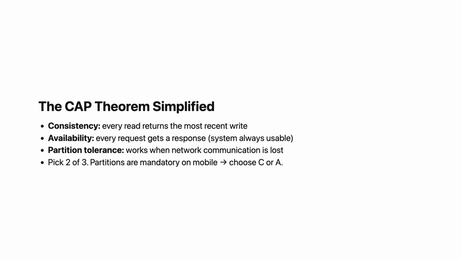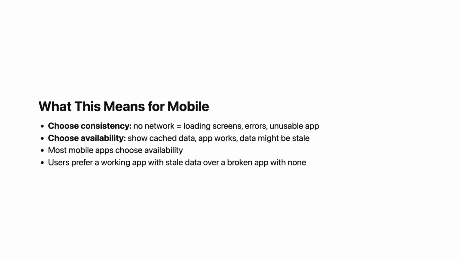If you choose availability, the app shows cached data from Room. The user can browse, maybe even make edits. The app feels responsive and usable, but the data might be stale. Someone else might have updated it on the server. The user might be looking at yesterday's version. Most mobile apps choose availability.